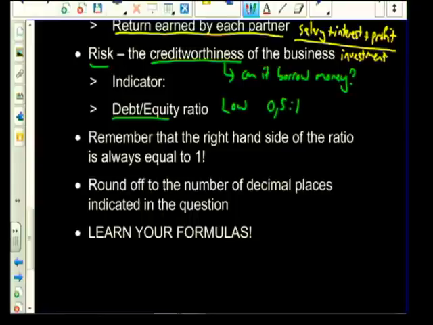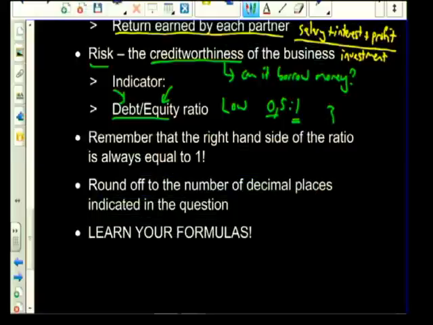What this means is that for every 1 rand that the partners have invested in the business, that's the equity, there are 50 cents worth of liabilities. In other words, for every 1 rand we owe, we have 50 cents worth of debt. And the higher this number is, the less creditworthy the business becomes.